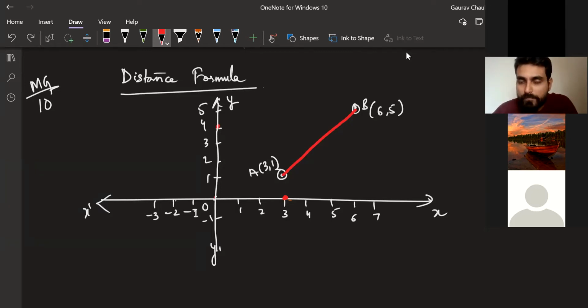Sir, we'll plot the perpendicular from point B to the x-axis, sir. Okay, plotting to the x-axis. And then even this A also, sir. That one also. So there we got a segment from 3 to 6, sir. So I think that is the distance, sir. You're saying this is the distance from A to B.